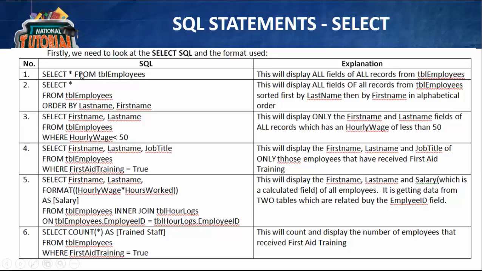If you look at the first SQL, SELECT asterisk FROM tblEmployees. Now you need to understand the format. Remember this is a query. When we are extracting data, we are getting data from a table, we use SELECT. SELECT means select these things. The asterisk means that we need to get all the fields.